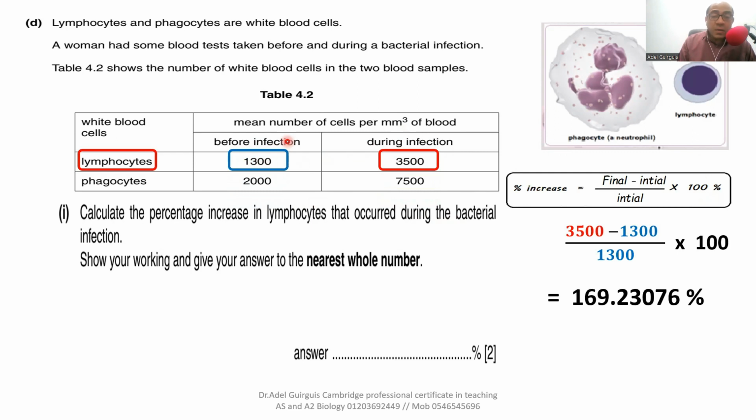This figure comes from your calculator. We have answers to the nearest whole number, so there is no need for the decimal places. Okay, so the answer is 169%. That is the difference between before infection and during infection, the percentage increase of lymphocytes.